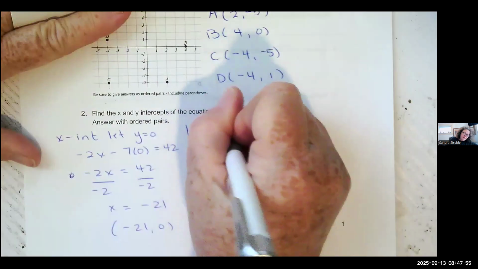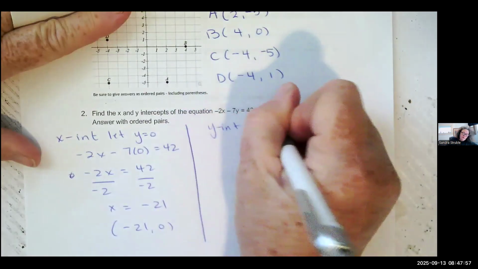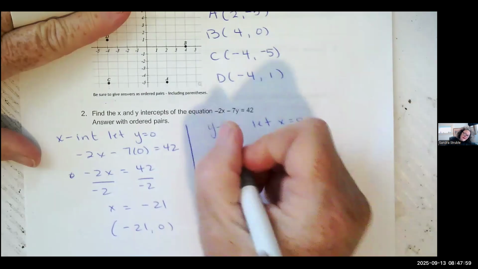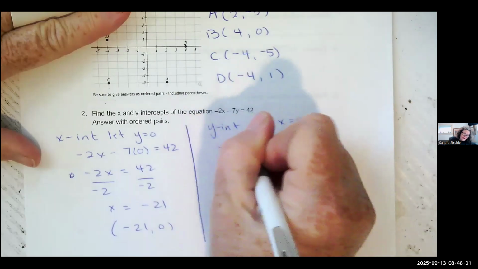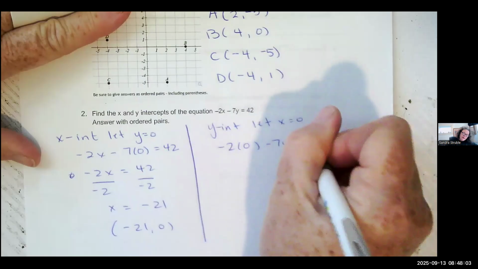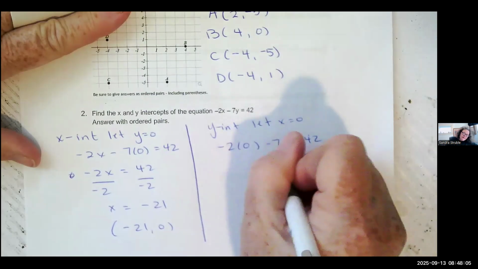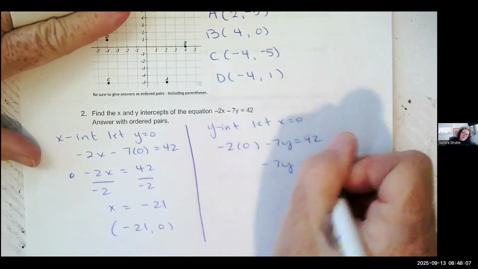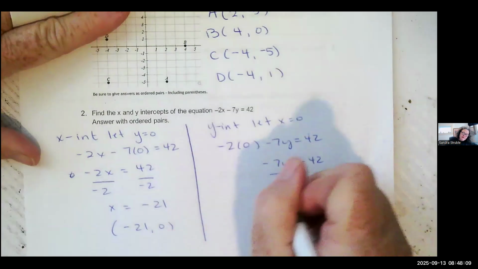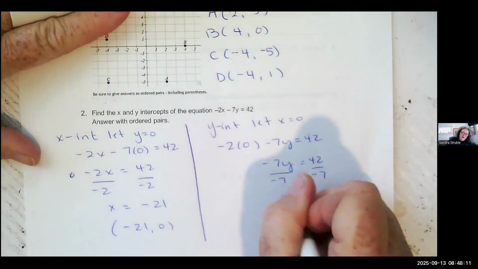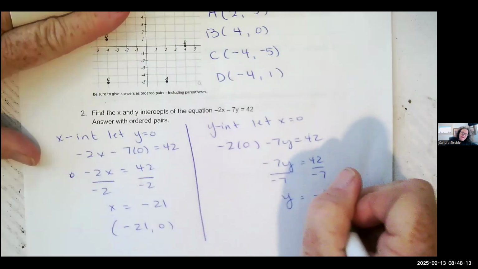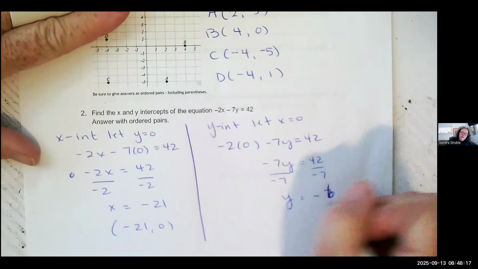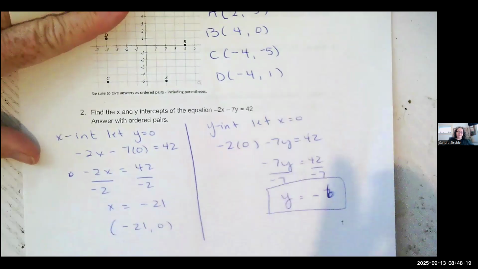To find the y-intercept, you let x equal 0 and solve for y. So -2 times 0 minus 7y is equal to 42. -7y is equal to 42. Divide both sides by -7, and y is equal to -7. Oh, sorry, -6. 7 times 6 is 42. I don't know what questions you have.